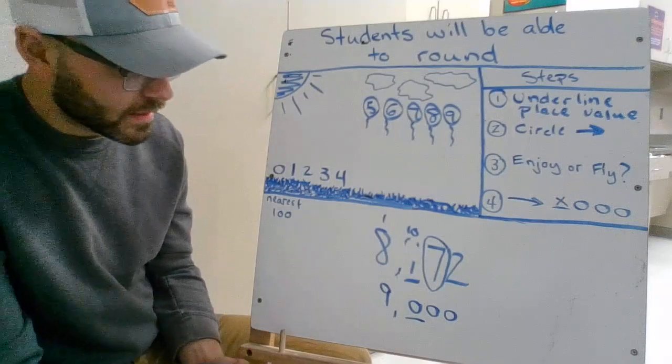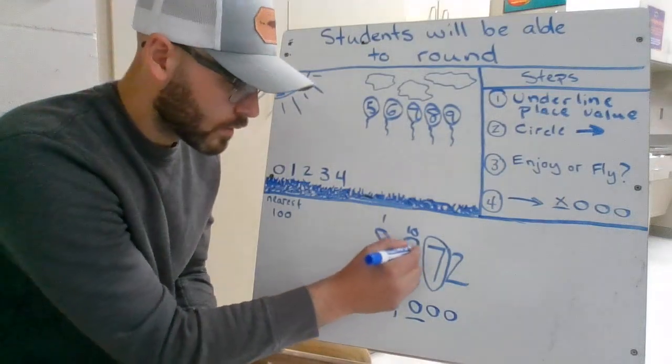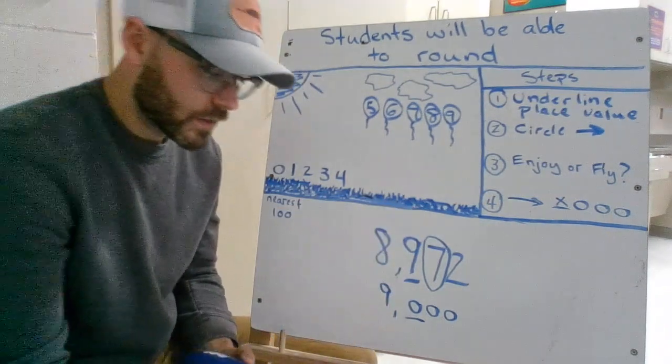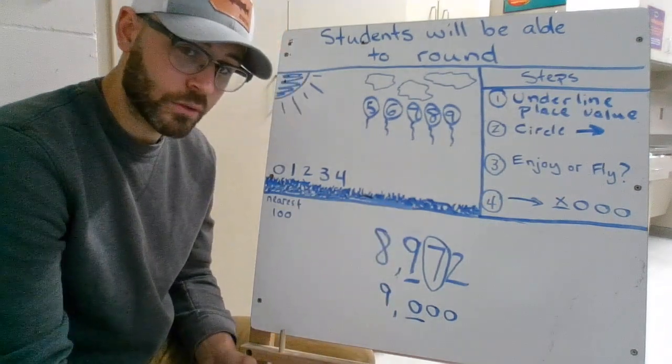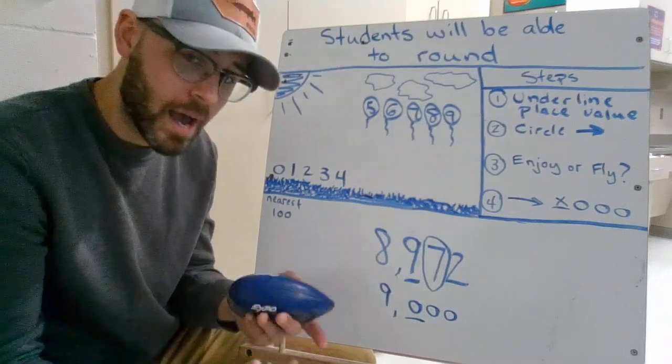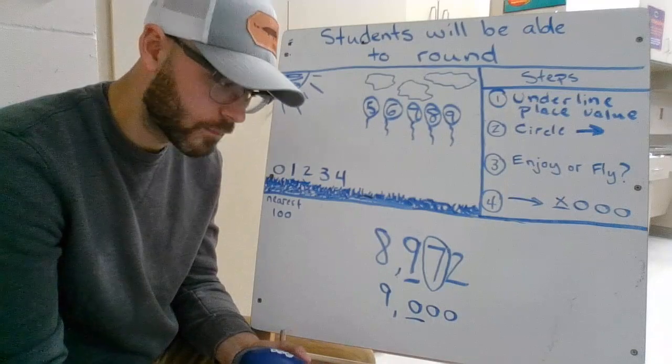So it's kind of funny in that number, 8,972, if I erased all my work that I just did, the nearest 100 is actually 9,000. And it's also the nearest 1,000. It just so happened that they round into the same thing.